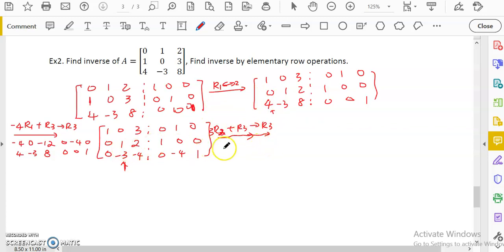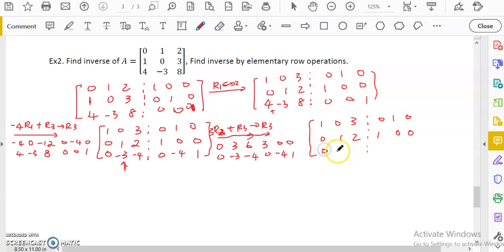So multiply row 2 by 3, it would be 0, 3, 6, 3, 0, 0. R3 is 0, negative 3, negative 4, 0, negative 4, 1. Row 1, I just copy, 1, 0, 3, 0, 1, 0. And then row 2, I don't change either, 0, 1, 2, 1, 0, 0. Row 3 will become 0, 0, 2, and then 3, negative 4, 1. Just want to double check.